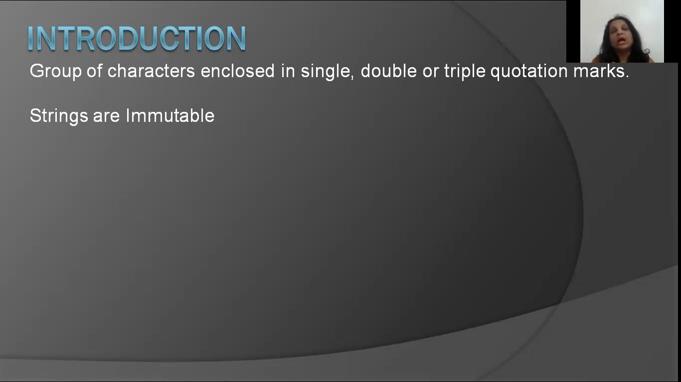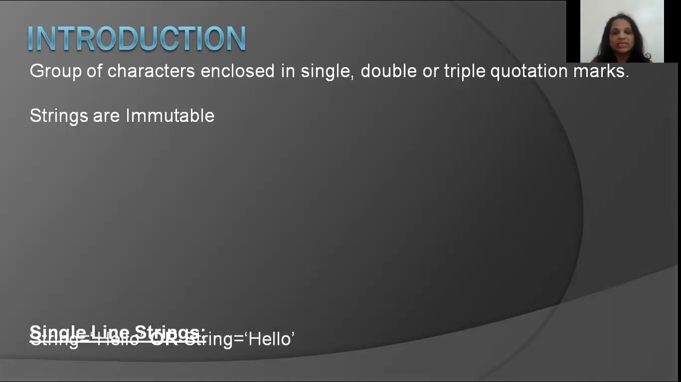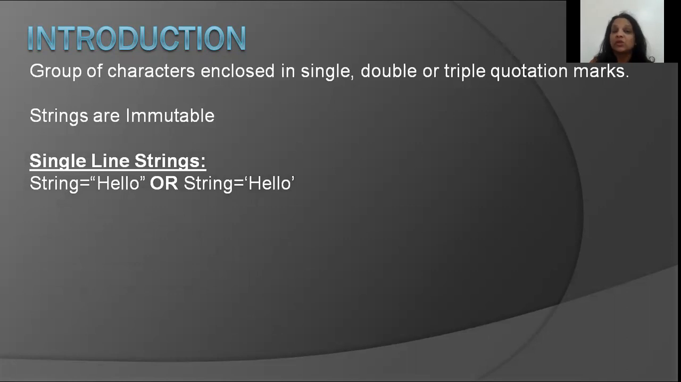Instead, we are going to have another memory location where bye is stored, and S, which was previously referring to hello's memory location, will now refer to bye's memory location, which means I have not gone and changed or manipulated the data at the memory location where hello was stored, because it's not allowed. That's why they say strings are immutable. You can't go and change the value at that particular memory location in terms of a string. Is that clear?